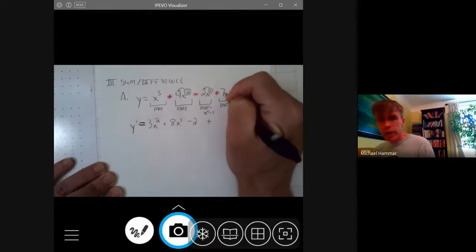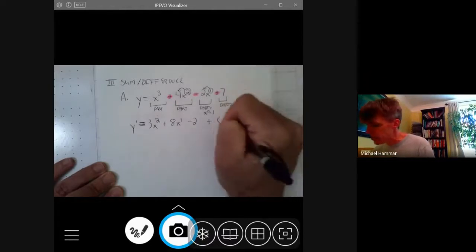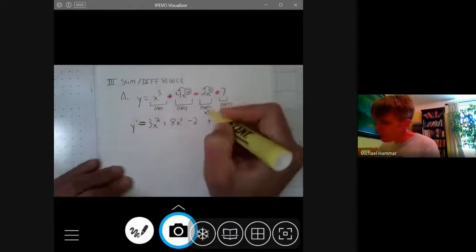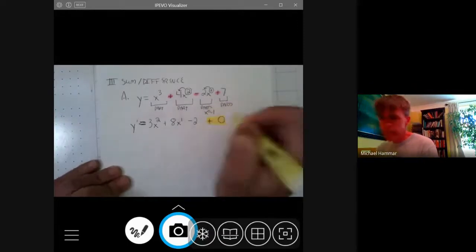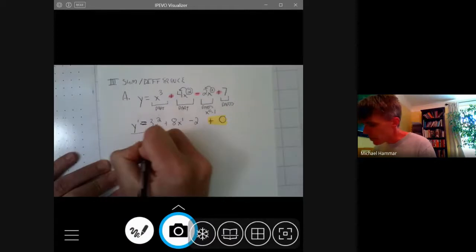Plus, what is the derivative of a constant? Anytime you have a constant number, the derivative of any constant is 0. So here's kind of the thing. We don't need to write this in there. You can just keep that part off. So what is the derivative of this?